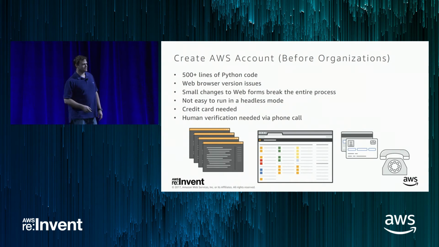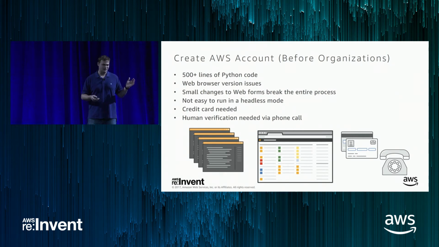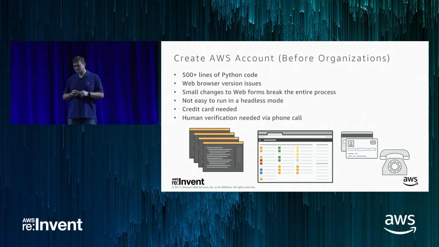It wasn't easy to run in a headless mode, which means there always had to be somebody at a command line running the script, waiting for certain responses, following up, etc. I still had to have a credit card, so my credit card's on like 30 accounts. I've removed it now because I didn't want to get a $10,000 charge for somebody going wild on S3. Human verification, you still had to sit there, which means I could never fully automate it, because somebody had to be there to answer the phone, put the PIN number in, and do the human verification over the phone.